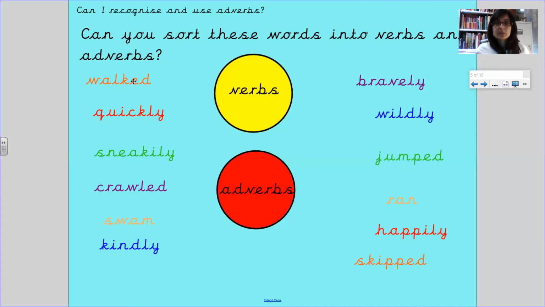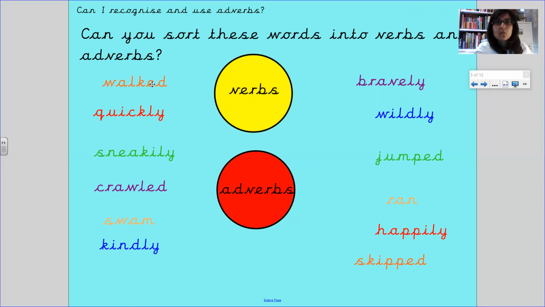Let's take the first word, walked. Actually, do you know what I want you to do? If it's a verb, I want you to stand up. And if you think it's an adverb, I want you to sit down. Right, get yourselves ready. You can start standing up.